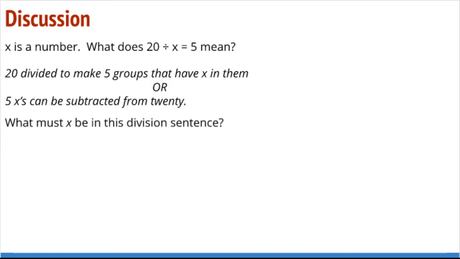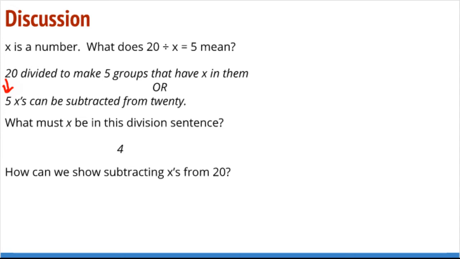So looking at this, we should be able to make a prediction. What is x going to be in this division sentence? If we are going to subtract out 5 of something and get to 0, what must we be subtracting? Well, we already know it's 4. Our brain screamed at us, it's 4. 20 divided by what is 5? It must be 4.